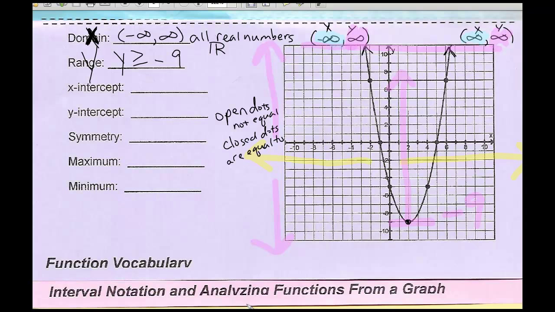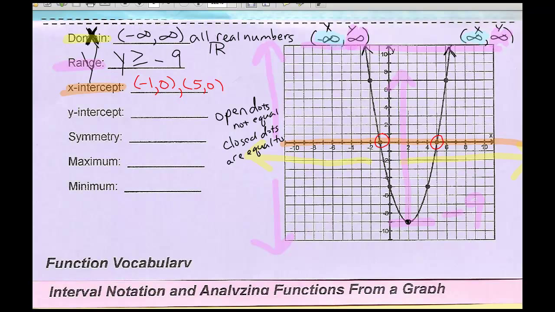Next concept on our list is the x-intercept. Remember from our directions, the x-intercept is where the graph crosses the x-axis. The graph crosses the x-axis in two locations. At -1, and we write that as an ordered pair, -1, 0, and at 5, and this is written 5, 0 as an ordered pair.